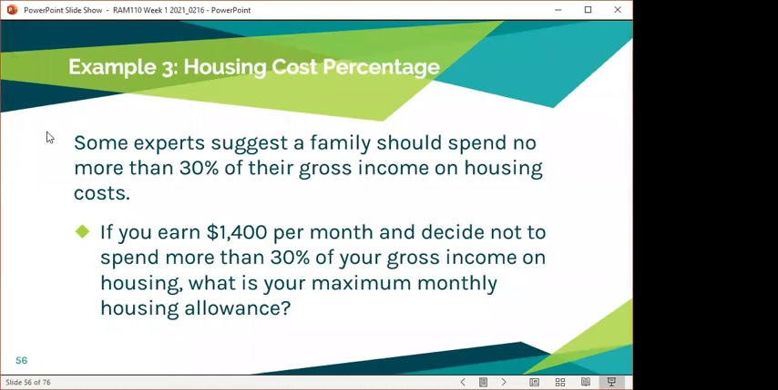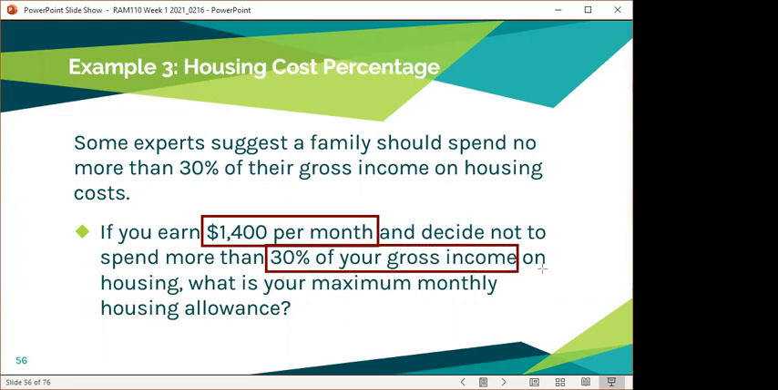All right, housing cost percentages. Here's just an example of something where we were asked to calculate 30% of our gross income and see what that would be based on for housing allowance. A lot of folks think that we shouldn't be spending more than 30% of our gross income on housing costs. So that's what would be determined. So if your gross income before taxes was $1,400 per month, and you thought 30% of your gross income was how much you should pay on housing, then we would just simply take that 1,400 and multiply it by 0.3.